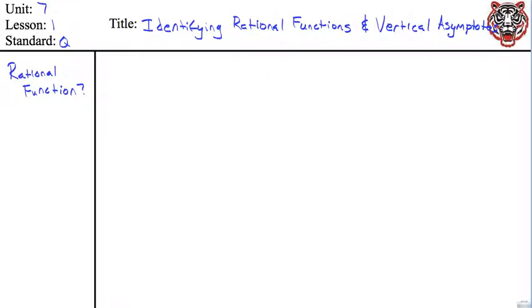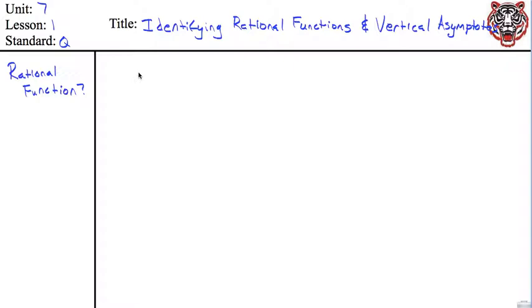All right, this is going to be Precalculus lesson 7-1. We're talking about identifying rational functions and vertical asymptotes. So before we begin talking about rational functions, we need to talk about what they are. So what do you guys think? What is a rational function? Could you point to something and say, hey, that's a rational function, or generate one on your own?